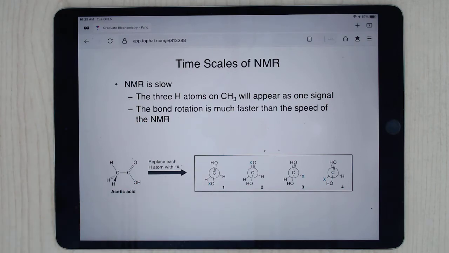Now, one of the reasons for this is because the time scale for NMR is very, very slow. We're talking about radio waves, which have a really long wavelength, and so they take a long time to get peak to peak. And so this bond rotation is going to be a lot faster than the speed of the NMR. And so they kind of blur together.